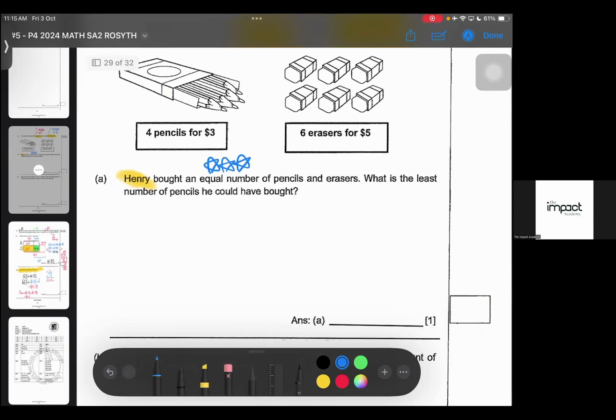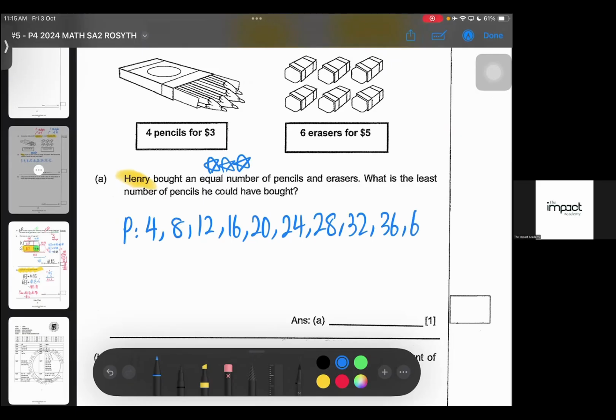So you don't just go there first. I want you to write down pencils and I want you to list down the multiples of 4. First person to tell me all multiples of 4 will get 4 points. 4, 8, 12, 16, 20, 24, 28, 32, 36, 40. Hey, 36 then what? 36 then 40, right? Very good.